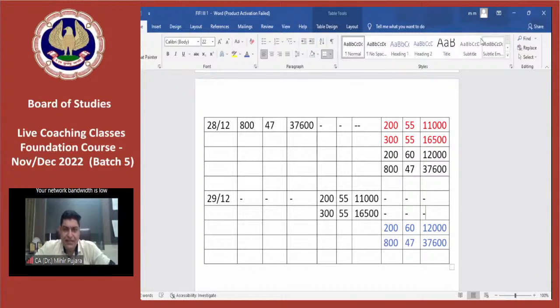Then guys, I hope it is clear. Can we go further? Can we start the next method called LIFO method? A little bit opposite of this. Yes, the cost of closing stock will be 49600, 1000 units. और एग्जाम में आपको ऐसा ही लिखना है.